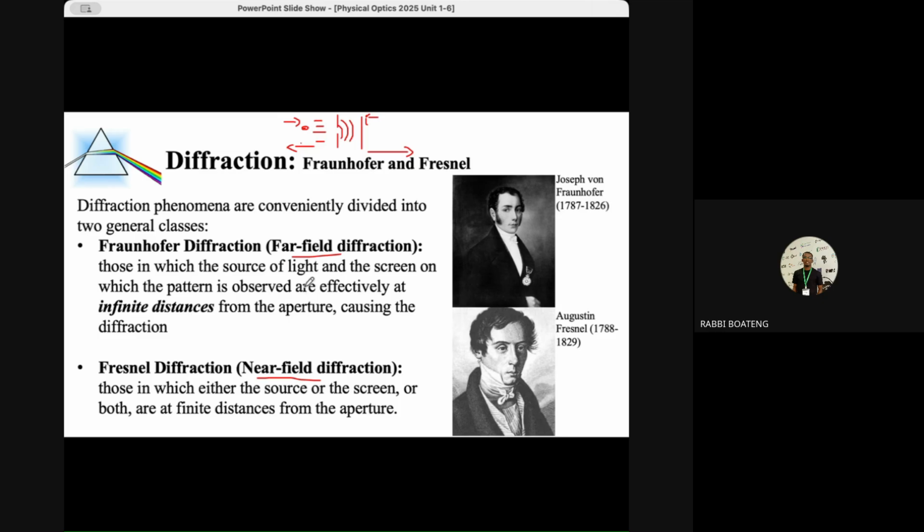For far field diffraction, the light source and the aperture are at a very long distance, infinite. But when you're talking about the near field, the two of them are at a finite distance from the aperture, and this is our aperture, the slit here. In fact, Fraunhofer is mostly used mathematically because of how we can actually use it. When light comes from a particular distance and enters an aperture, it doesn't behave like spreading out.